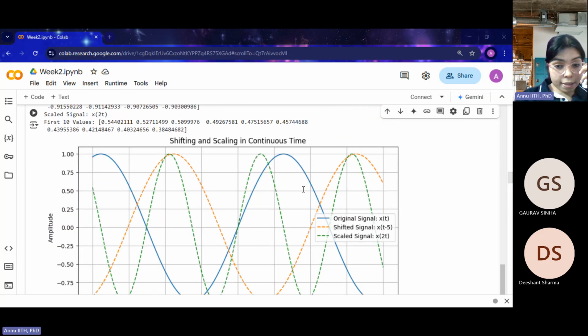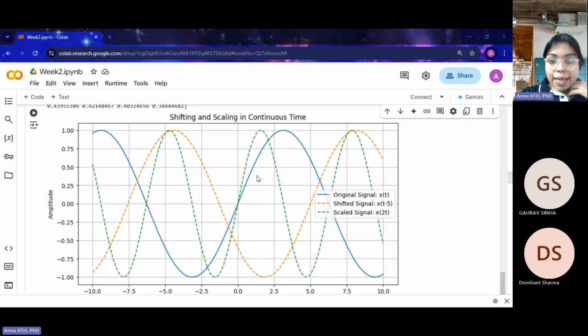So yes, you can see here. Suppose you have the original signal x(t), that is blue color, and the shifted signal x(t minus 5) is orange color, and this is the scaled version x(2t). So what exactly x(t minus 5) is showing you is that the previous signal used to start at, suppose, 0, it is like here. This point you make sure. Then it will delay the signal by 5.